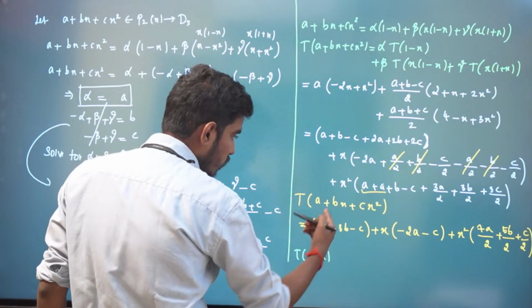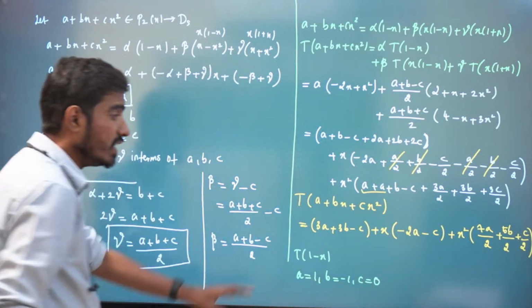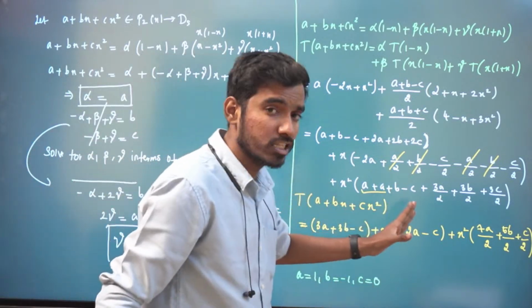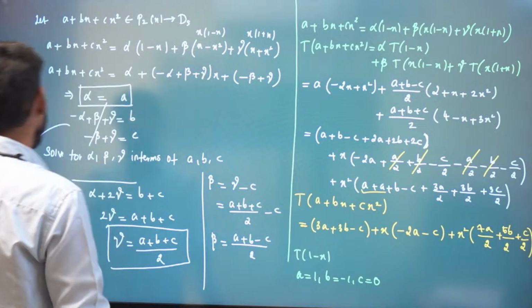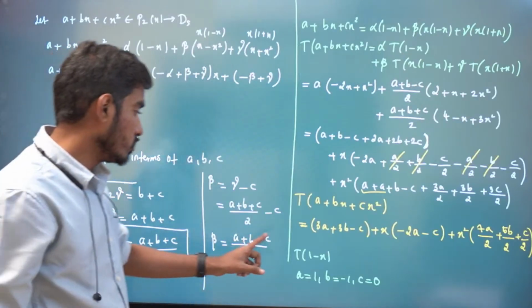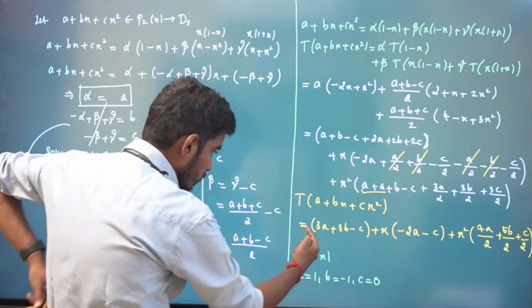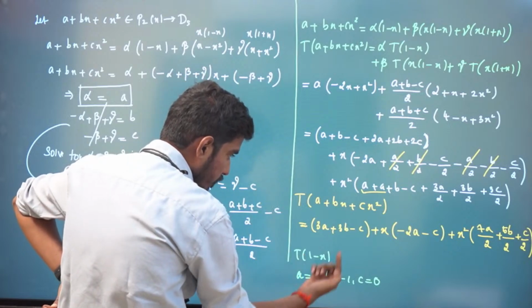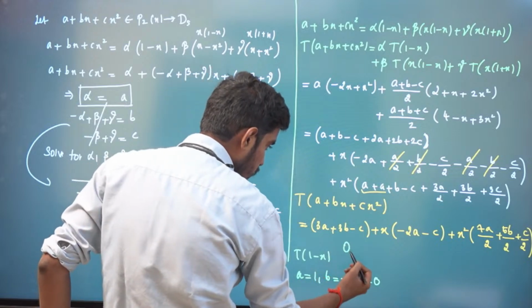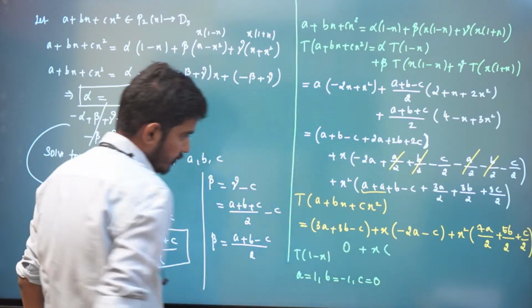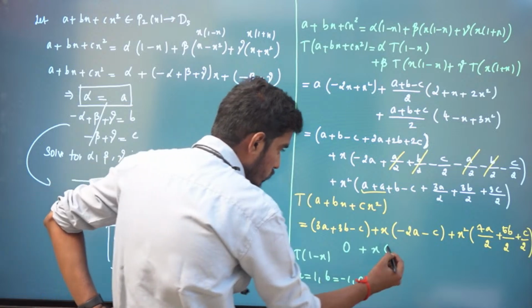So for 1 minus x, what is our a? a is 1, b is minus 1, c is 0. We are finding this generally for any a plus bx plus cx square. Substitute here: 3 into 1 plus 3 into minus 1, this will be 0, plus x times minus 2a minus c. So minus 2a is minus 2, right?